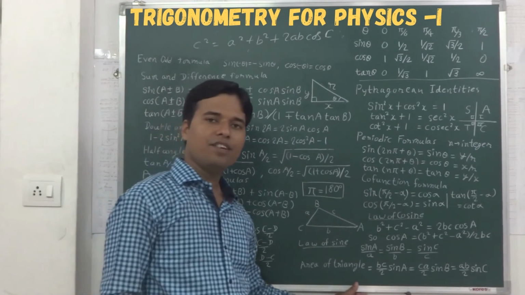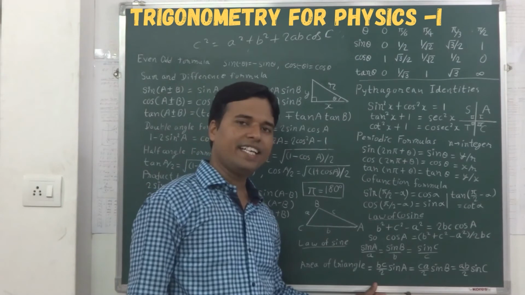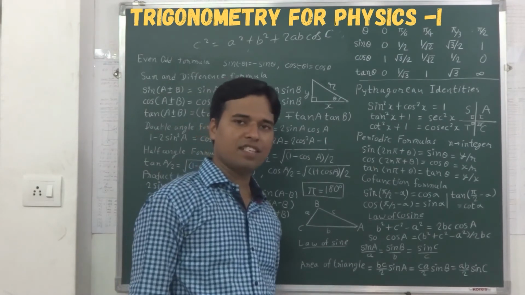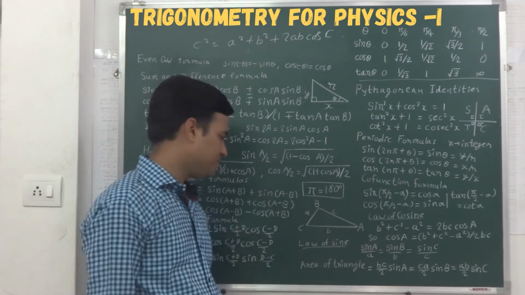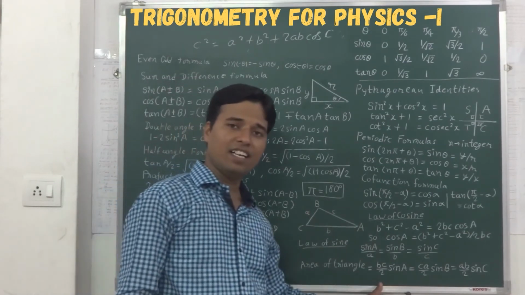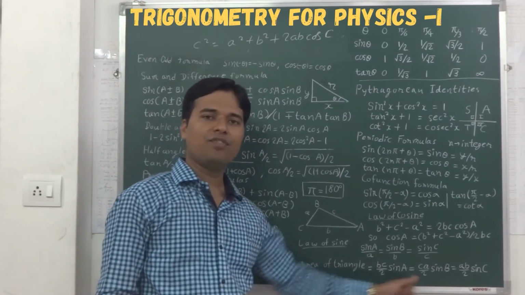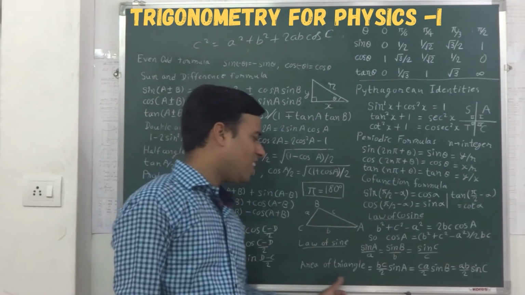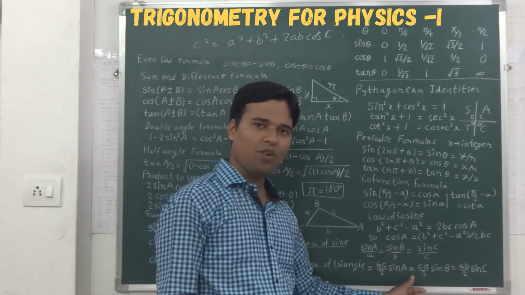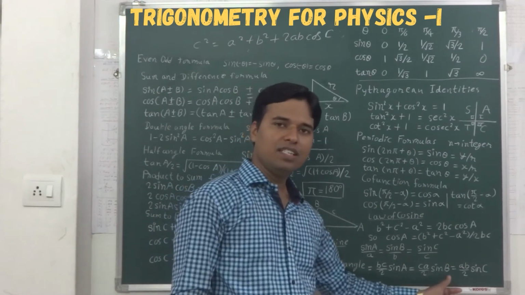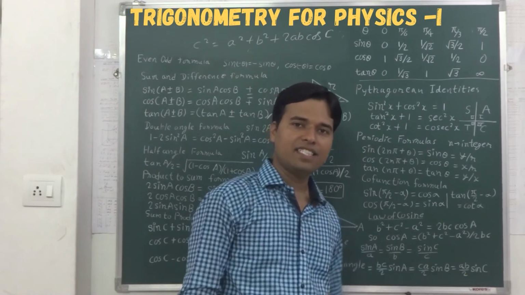Another formula which is very much used for getting the value of sine function of any angle of a given triangle: the area of a triangle is also written in the form of sine of angle. So, area of triangle can be written as bc by 2 sine A or ca by 2 sine B or ab by 2 sine C.